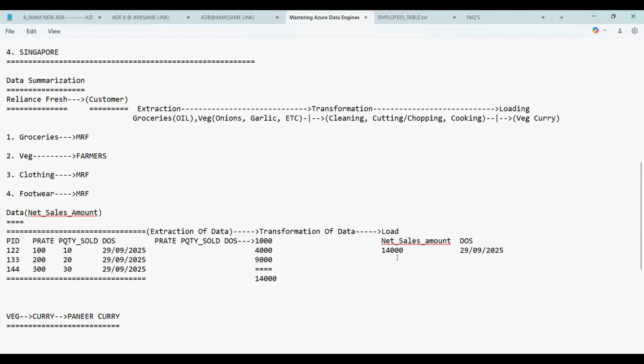Now this is the one you have. So now you can say the net sales amount is 14,000. But here you have only how many days of data, guys? Only one day of data. So now, guys, what you have to do is you have one more thing here. What is that one more thing?